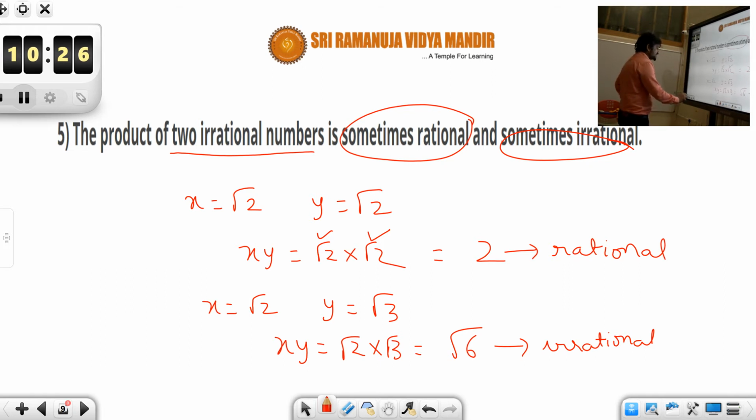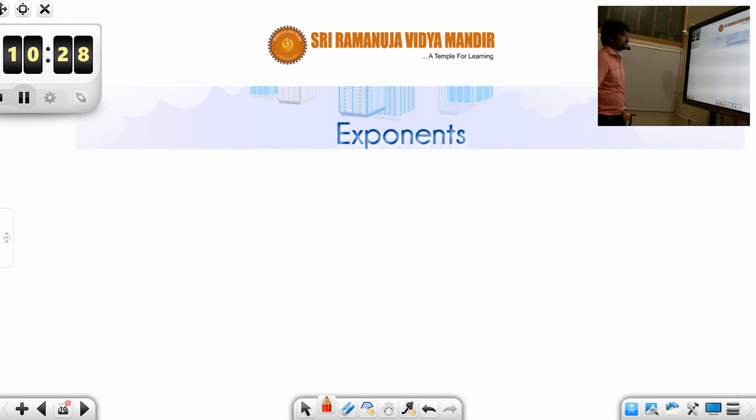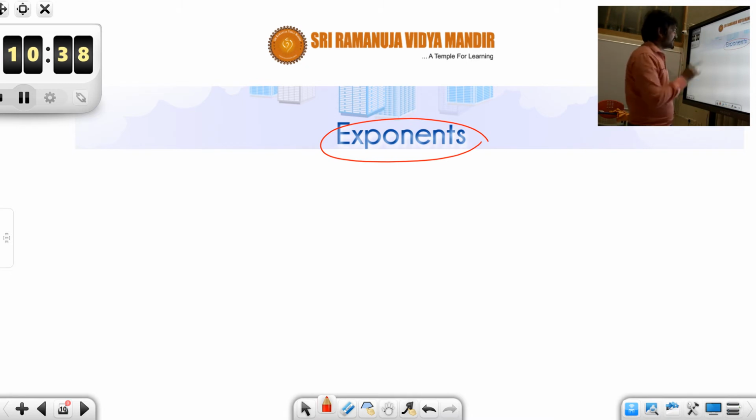So let's move on to the next concept, exponents. Again, this is very fundamental. You should appreciate these, and you will be using them by default in every part of mathematics. So try to understand the basics very well, which I will be discussing right now.